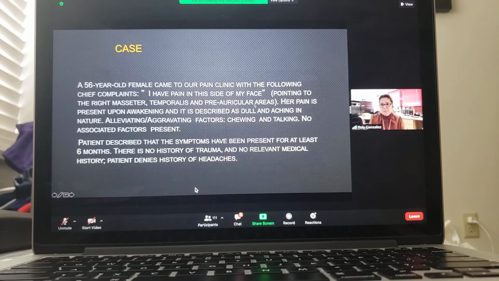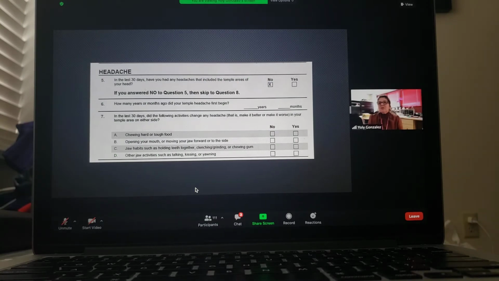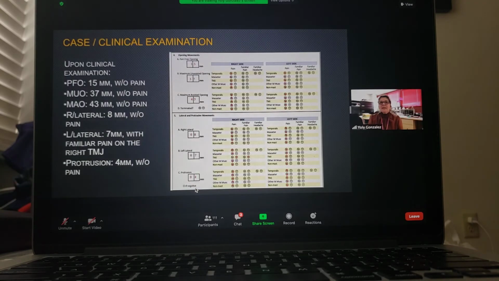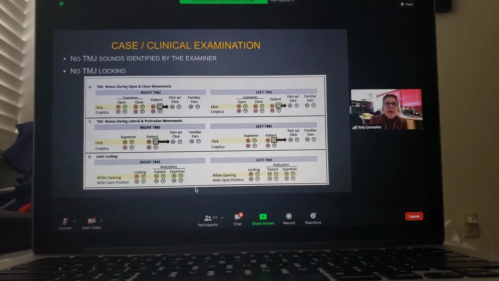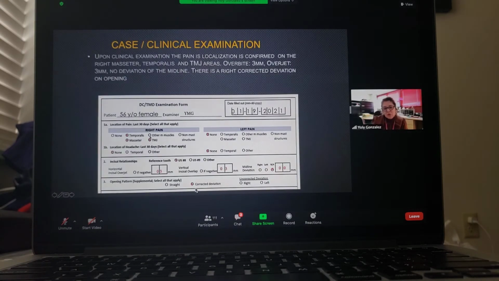You are right. She says preauricular area, right? So you are doing your history, and I'm giving you a very summarized history that will allow you to get to the diagnosis. In addition to the summarized history, I'm giving you the symptom questionnaire, and as an examiner, I'm able to identify the localization of what she called preauricular in the TMJ.